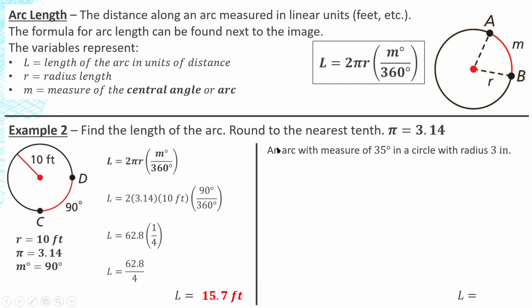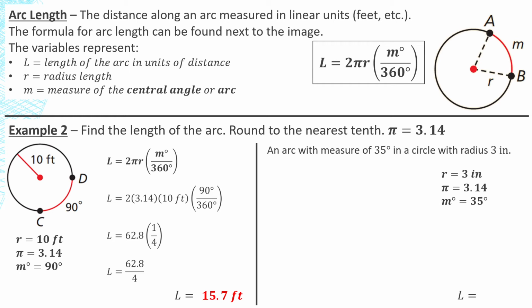So anyway, we're told an arc with a measure of 35 degrees in a circle with radius of 3 inches. It's really easy to pinpoint everything, right? The radius is 3 inches. The arc measure is 35 degrees, and pi is always 3.14, or the whole long crazy decimal. So these problems are all going to be mostly the same. It's just a matter of substituting everything in the right place.